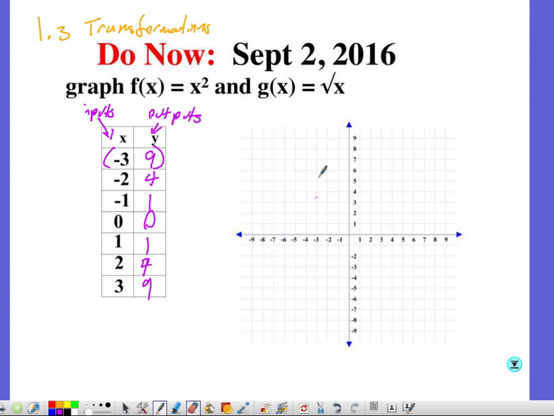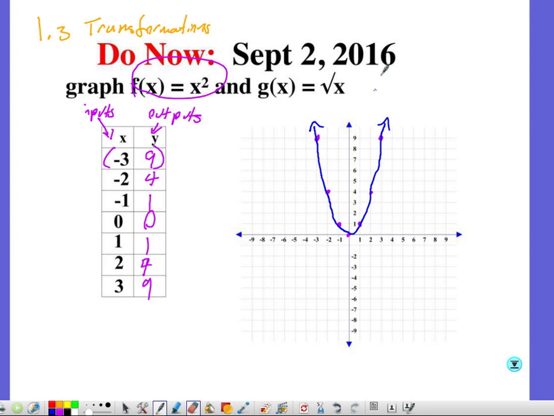So we take -3, 9 and put it on our graph. -2, 4, there's the point right there. -1, 1, 0, 0, 1, 1, 2, 4, and 3, 9. So we went from our function into a table, and from the table we can find the ordered pairs to get our graph. And so our graph, when we connect the points, is going to look like this.